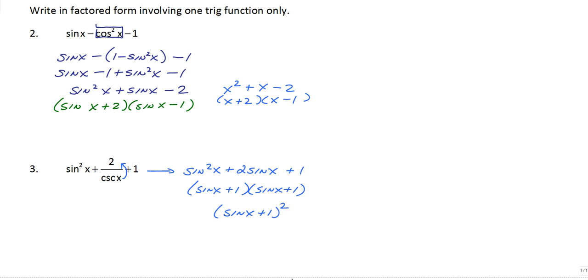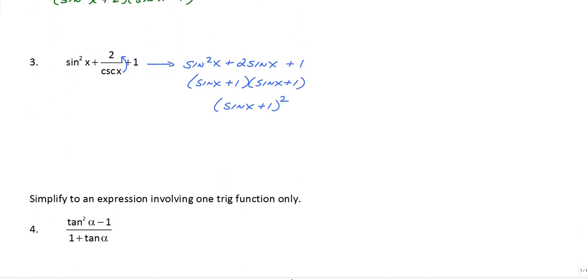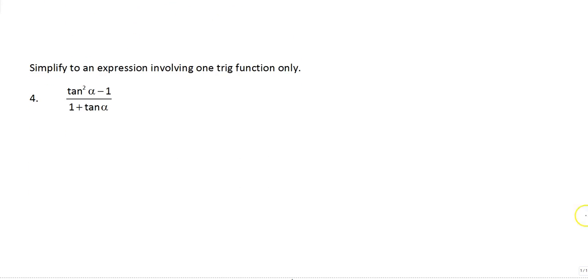Okay? Last example, same thing, simplify, one trig function, but yes, you're going to have to factor first. So again, pause the video, factor, cancel, and be done. Give it a try on your own.